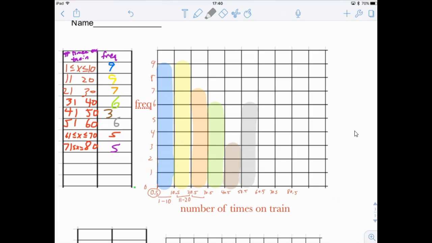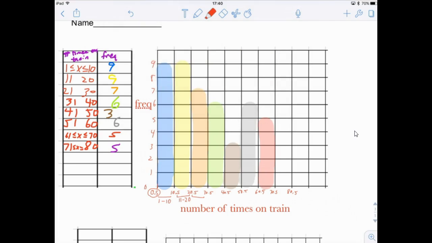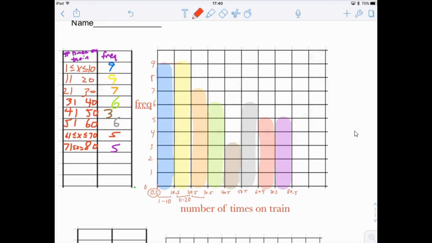6, 5, and 5. Okay, and so you know what this really is going to look like on your test. For example, you're gonna draw the outline of these bars as rectangles, kind of like that.